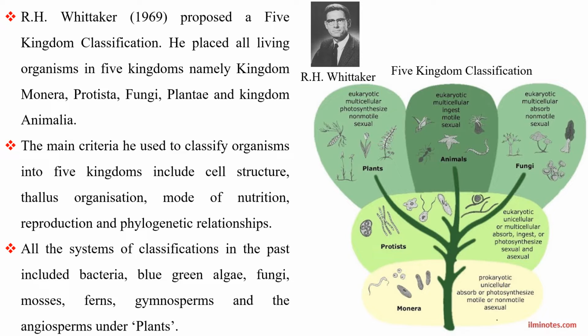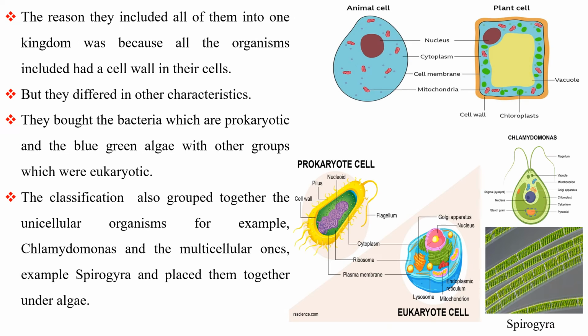and phylogenetic relationships. All the systems of classification in the past included bacteria, blue-green algae, fungi, mosses, ferns, gymnosperms, and the angiosperms under plants. The reason they included all of them into one kingdom was because all the organisms included had a cell wall in their cells, but they differed in other characteristics. They brought the bacteria, which were prokaryotic, and the blue-green algae with other groups which were eukaryotic.